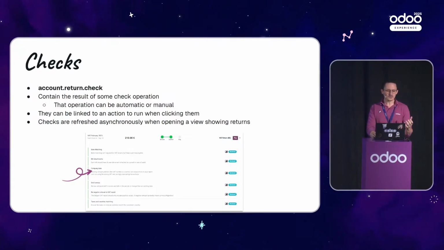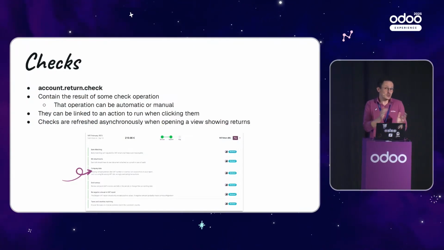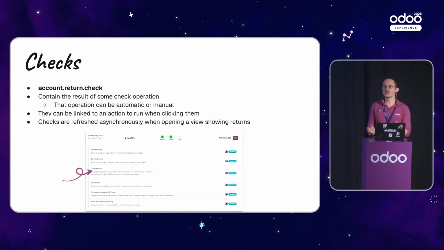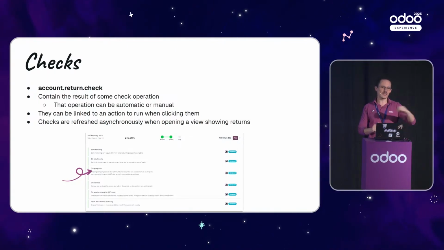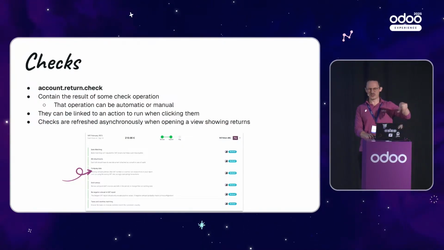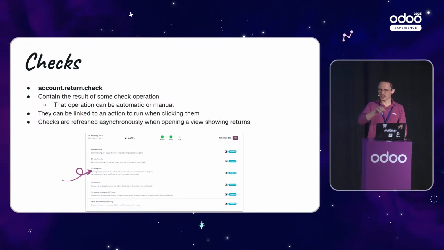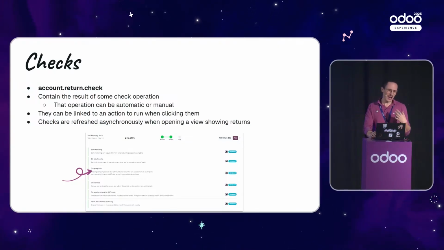And this model basically contains the result of a check operation that was run on your database that could be automatic or manual. So automatic, Odoo made it for you. We did the computation and we set the result in the check. Manual, we asked the user, hey, please confirm that thing, and the user just has to click, yeah, it's all right. After, of course, doing the verification.